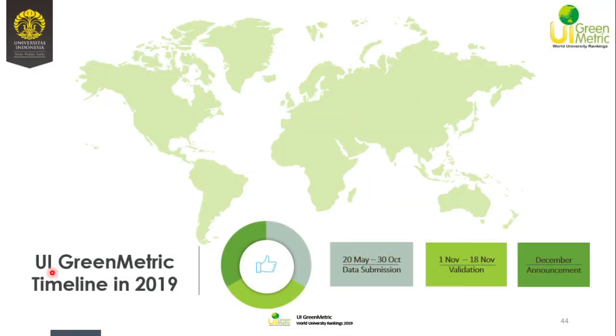Now this is the timeline for 2019 for data submission. The date here, 20th of May to 30th of October, is the time for data submission, so you still have more or less 1 month to finish your submission. And then the first 3 weeks of November are for validation, and then December is for the announcement.